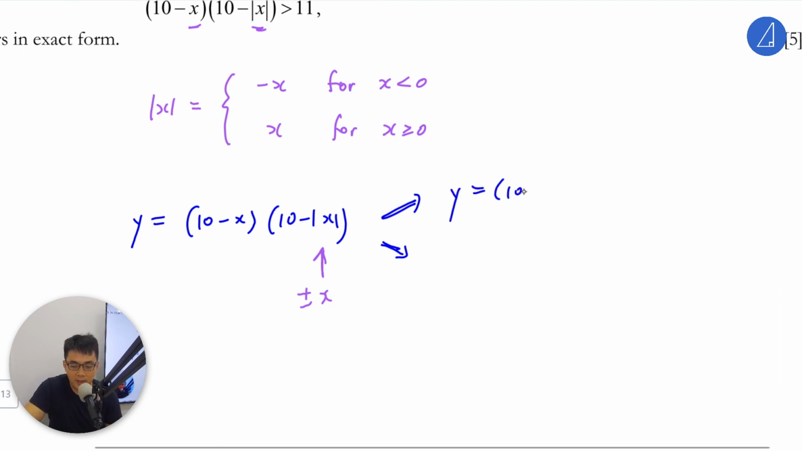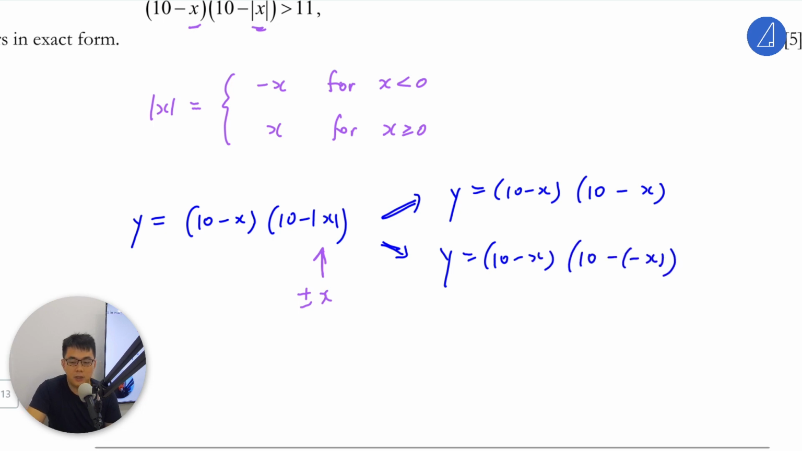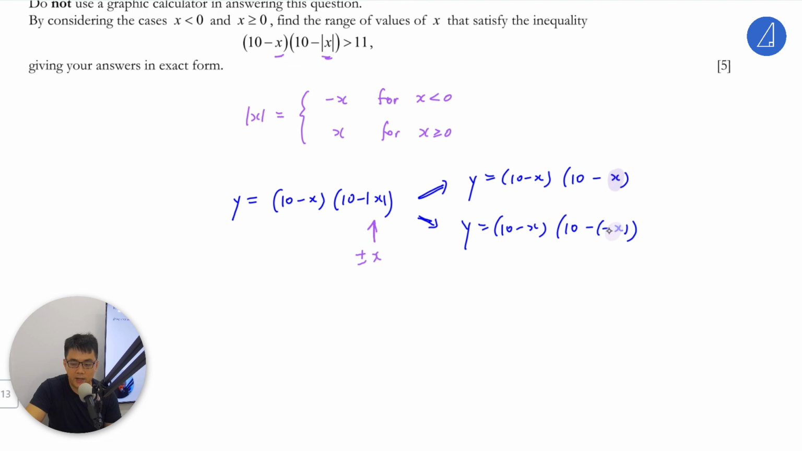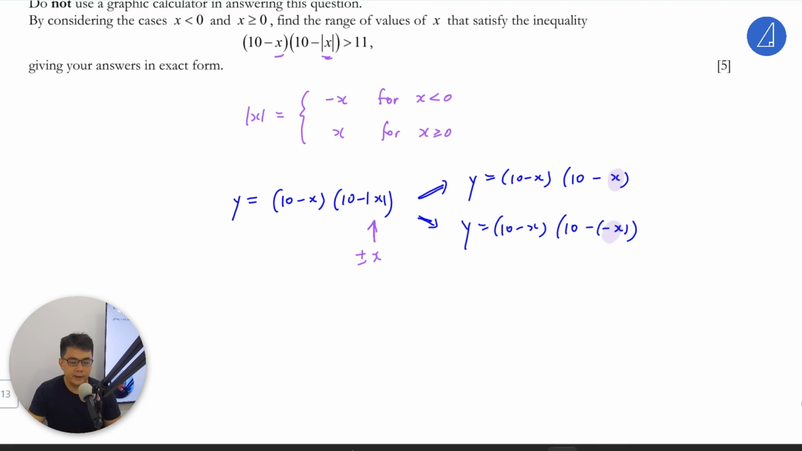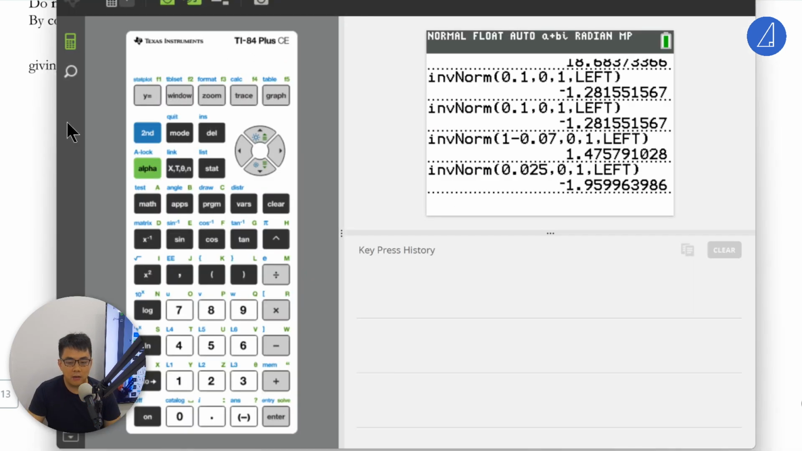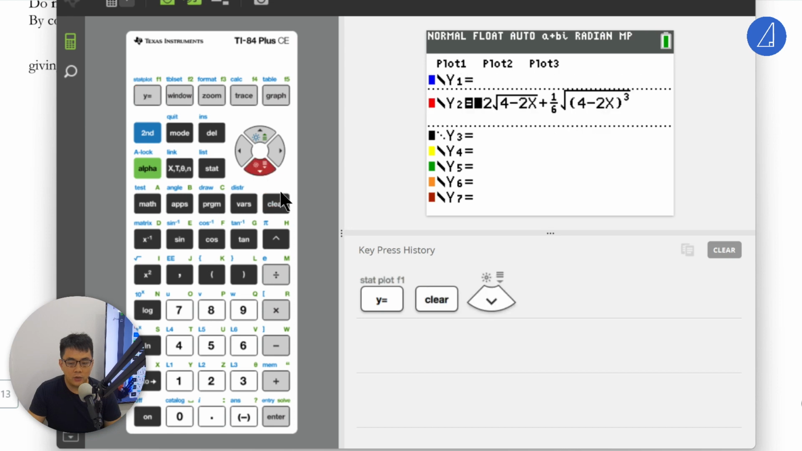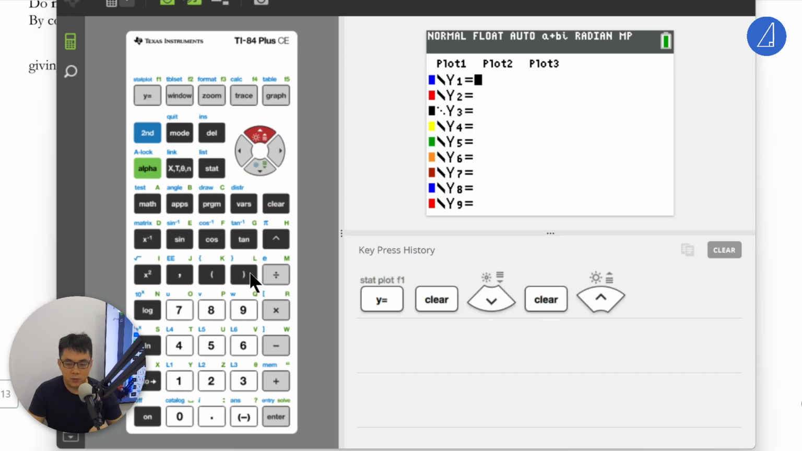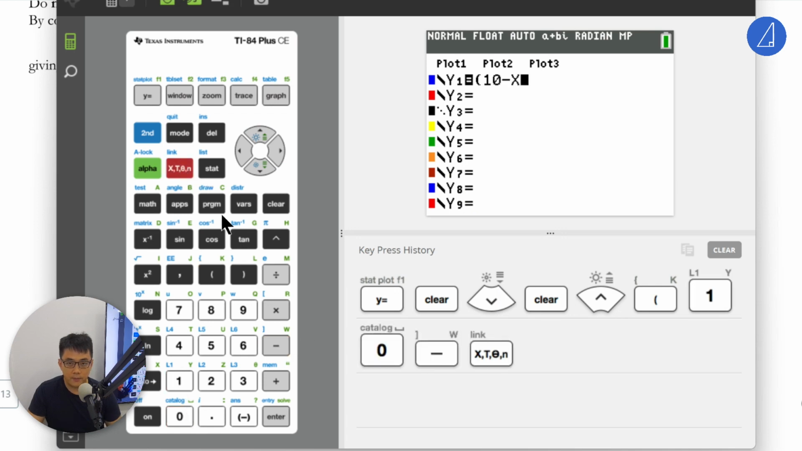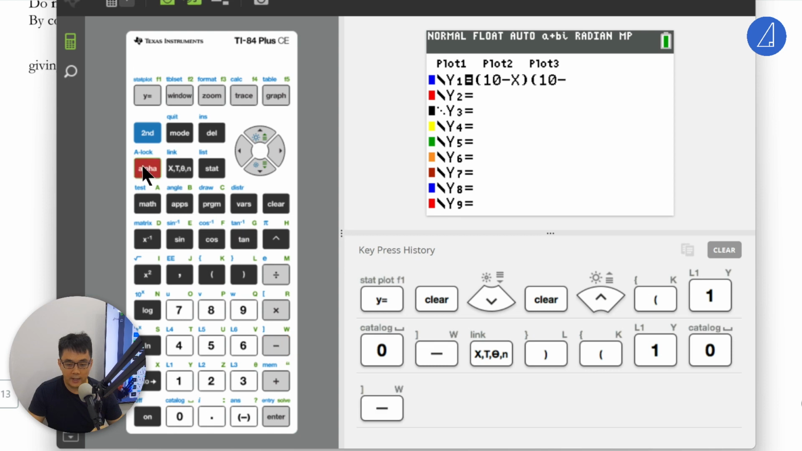So this is 10 minus x, or 10 plus 1, or the minus 1. This is the first thing you must be able to tell. Okay, so either you take the plus 1 or the minus 1. But actually very quick you can tell. So you just key in calculator. I think shouldn't be an issue here. So this first one will be 10 minus x, right? Then you 10 minus mod x.